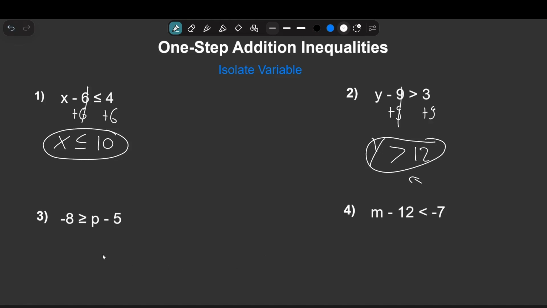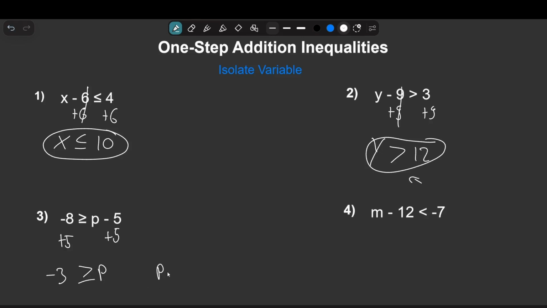For our third example, we have minus 8 is larger than or equal to p minus 5. It is basically the same thing, but it's just turned around. So we're gonna isolate the variable by adding 5 on both sides. Plus 5 and plus 5. So we are just left with our p. You can write it down both ways. It really doesn't matter, just if you had the correct answer. So minus 8 plus 5 equals minus 3. So minus 3 is greater than or equal to p.